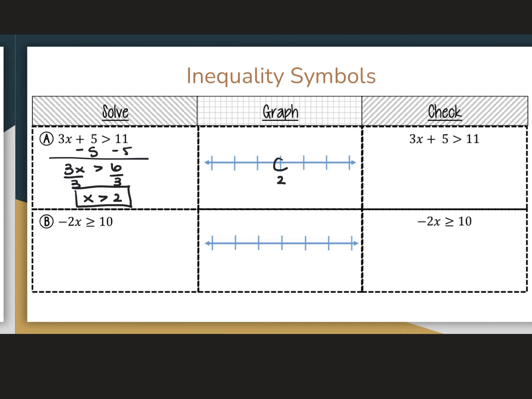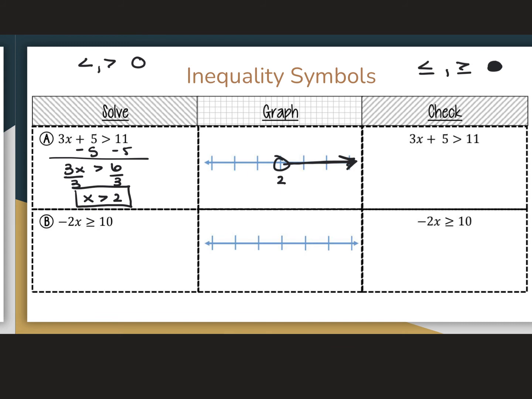I'm going to have an open circle because, again, remember, greater than or less than, we use an open circle. Less than or equal to, greater than or equal to, we're going to use a closed circle. And we want those values that are greater than 2, so we're going to shade to the right.